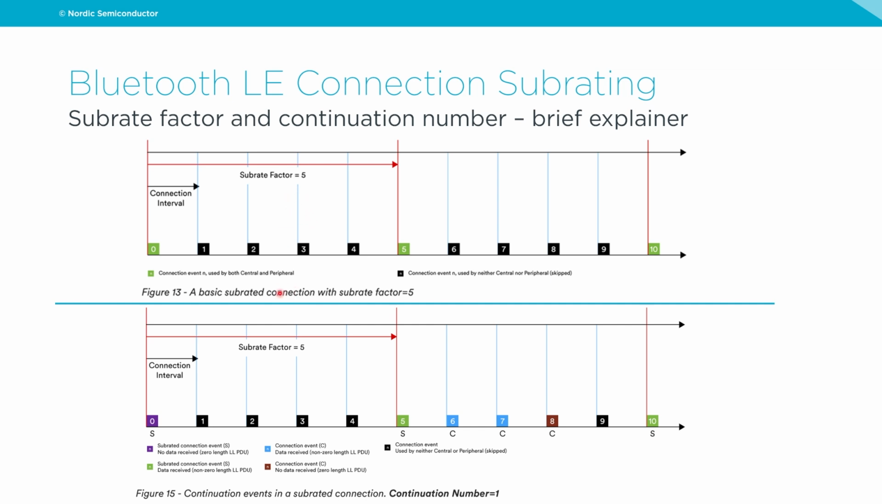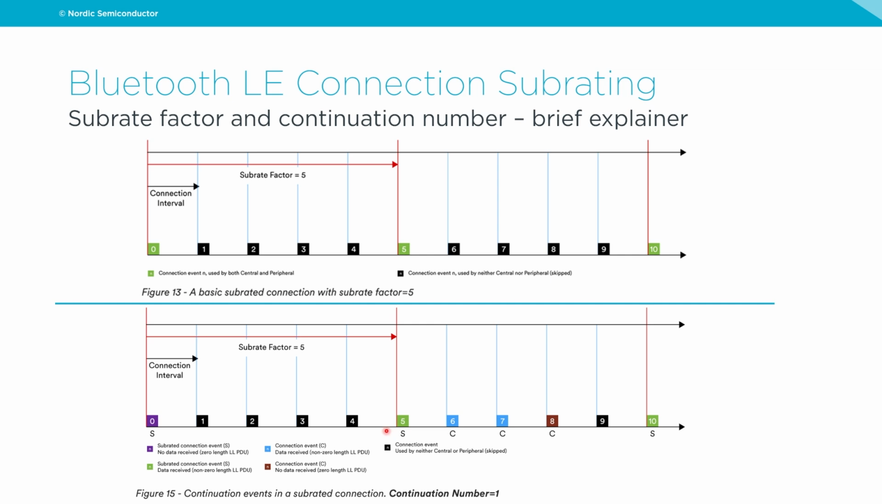But then let's say that you want to have both low power and low latency. In that case, there is another configuration that can be used, which is called the continuation number. What the continuation number means is that when you have the subrated connection interval, if the devices exchange a zero length link layer PDU, then they will skip the next connection intervals until the next subrated event. But if they exchange a non-zero length link layer PDU, the continuation number indicates how many connection intervals it will extend before they stop communicating.